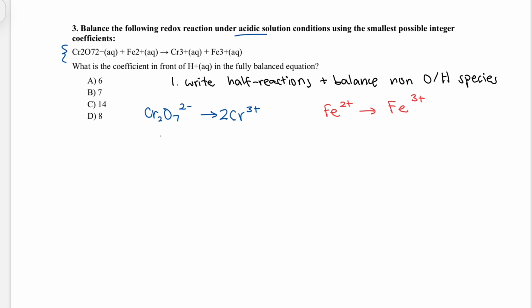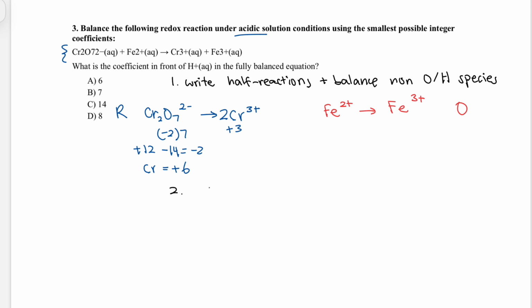And then let's figure out what the oxidation numbers are. This one is +3. This one, -2 times 7, -14. Okay, so Cr is +6. And then here, obviously, it's just +2 and +3. So basically, we have one oxidation reaction and one reduction reaction. That's how we split it up. Okay, step 1 is done.